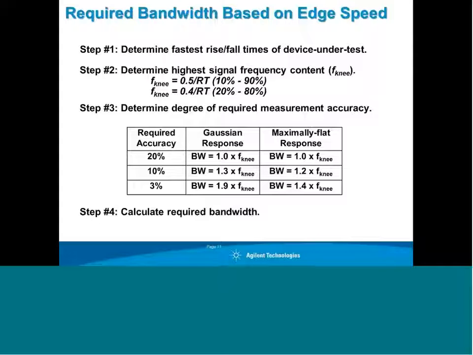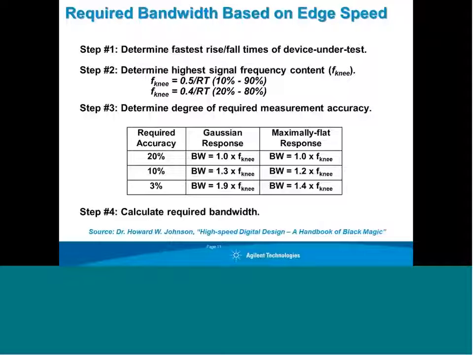How do I know what they are unless I can connect the scope up to capture them? And what bandwidth scope do I select? Well, you can determine the fastest rise and fall times based on the fastest devices in your system. You can typically go to the data sheets for those devices, whether they're output drivers or whatever, and determine what the fastest rise and fall times are.